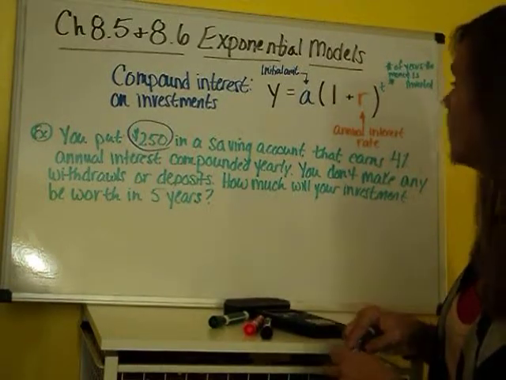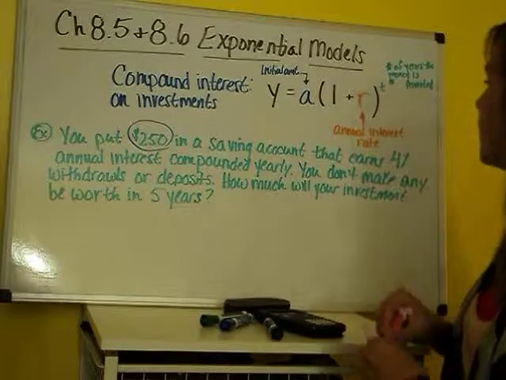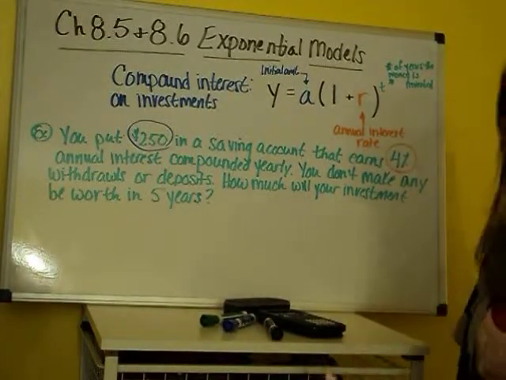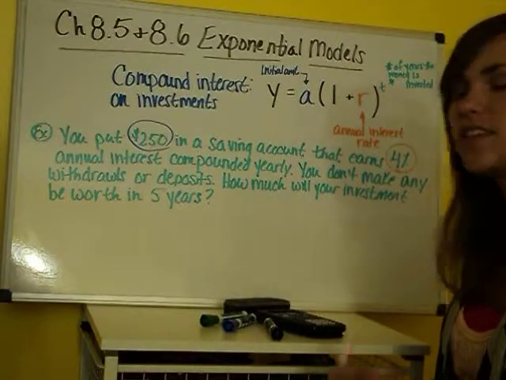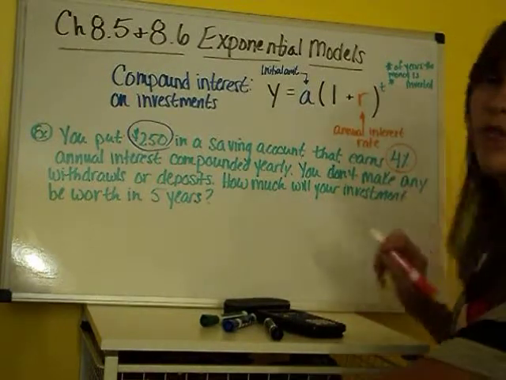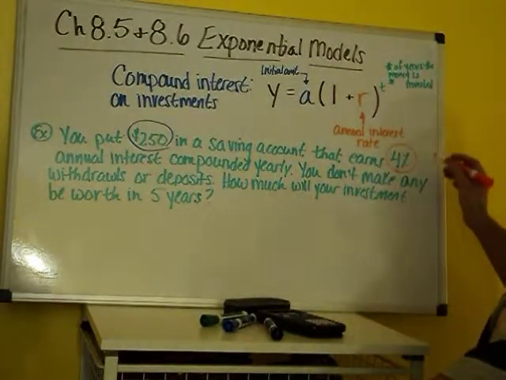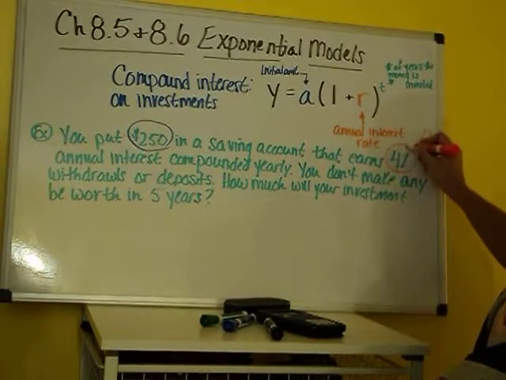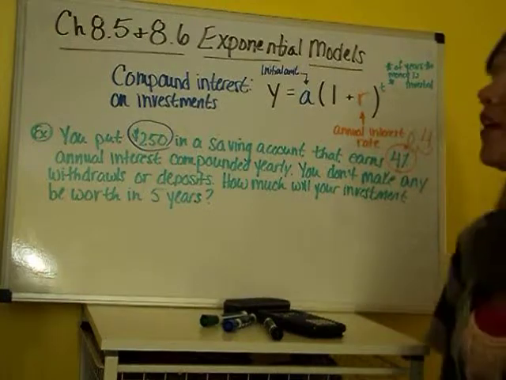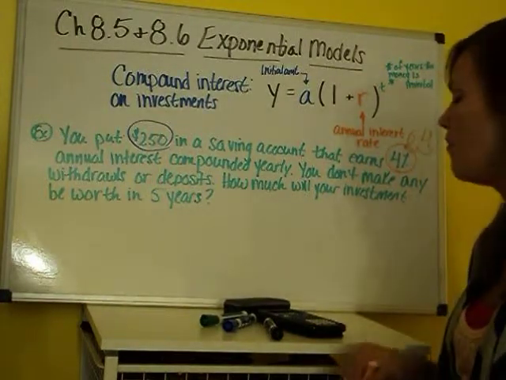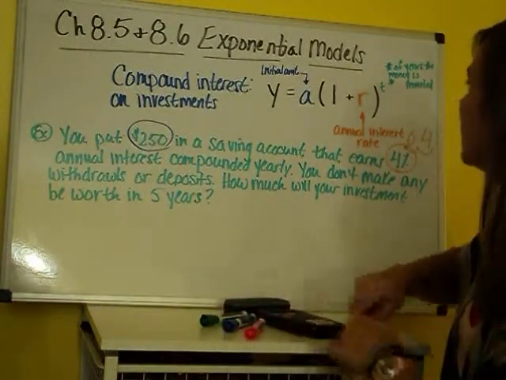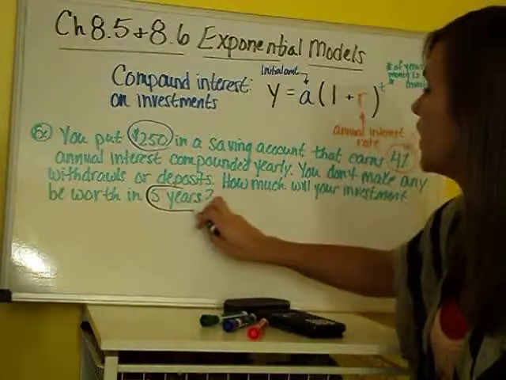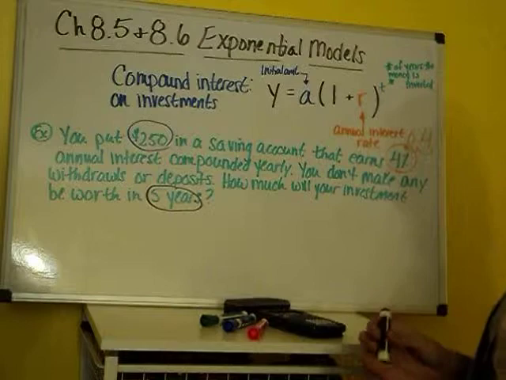We also need to find our annual interest rate, which is our percentage. If you remember from yesterday's lesson, writing things in percent form into decimal form is very simple. We just take the number without the percent sign and move the decimal 2 spots to the left, and that gives us 0.04. And then t, the number of years the money is invested, is 5 years.